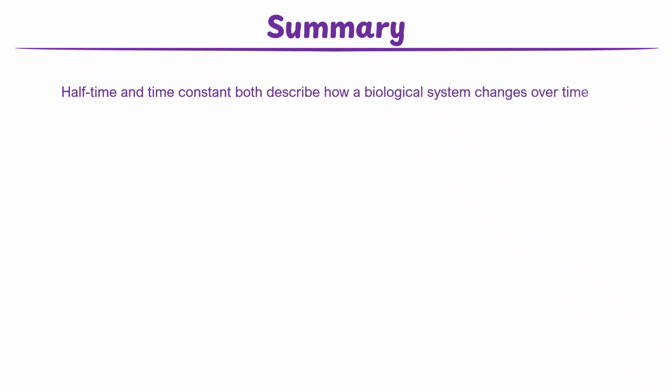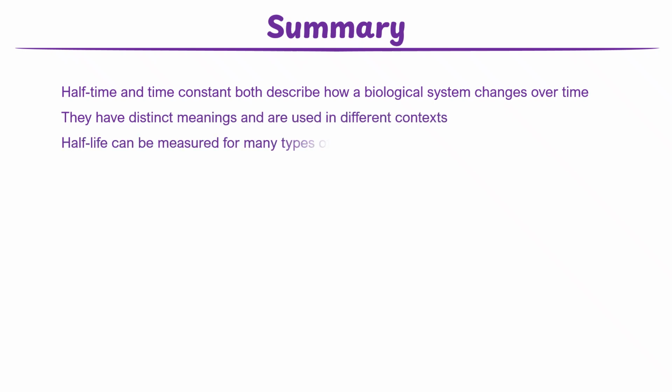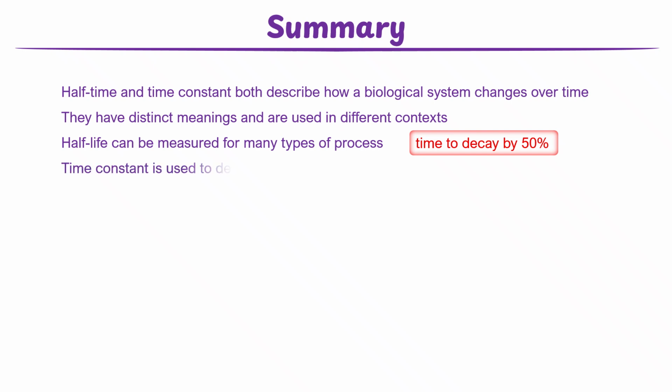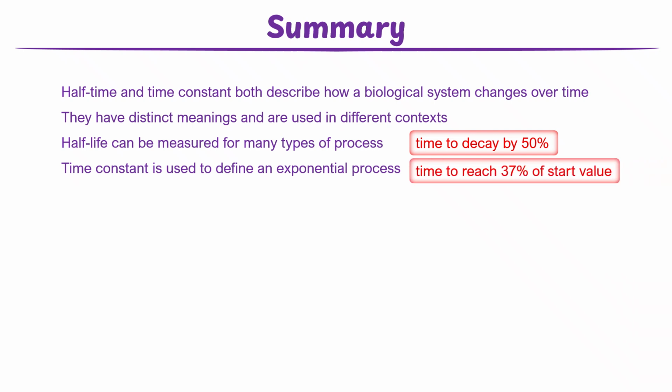To summarise, half-life and time constant both describe how a biological system changes over time, but they are not the same thing. Half-life or half-time can be used for many types of process and is simply the time taken for a value to fall by 50%. The time constant tau is different. It describes the time taken for an exponential process to fall to 37% of its starting value.